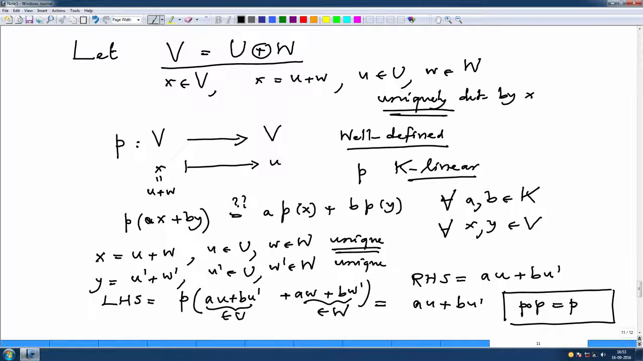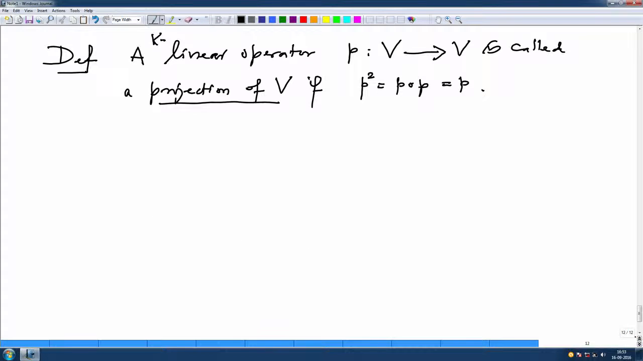Is it clear? So therefore it is worth considering in general K linear operators on a vector space which have this property P square is P. P square is by definition P compose P. Okay, so what does this mean actually? What are these operators? You remember we want to study this K algebra, End_K(V). Multiplication in this K algebra is nothing but the composition of maps. So this is a K algebra, and in this K algebra these are P.